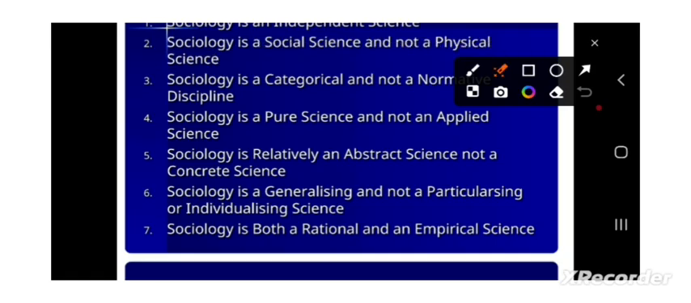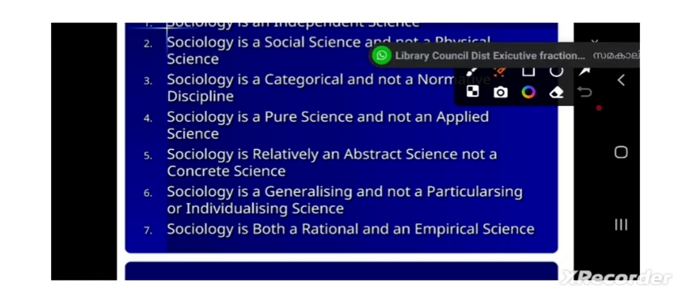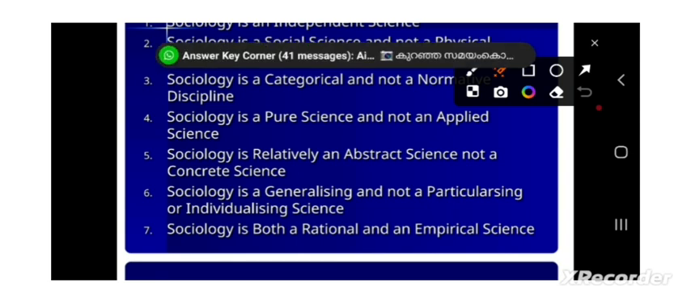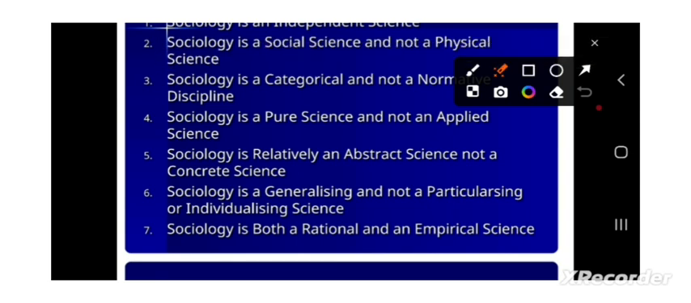Concrete science deals with specific events, people, or objects. For example, history focuses on specific dates and events. Sociology studies the form and patterns of human interaction rather than just the visible physical aspects.